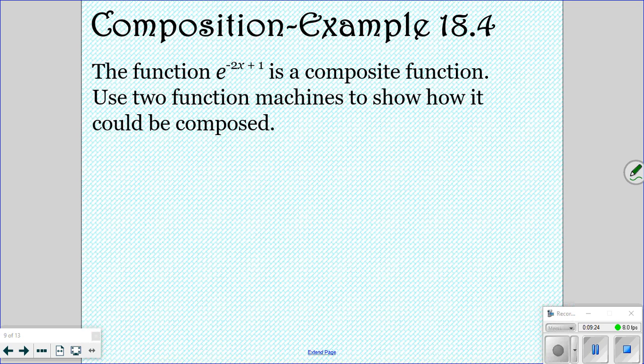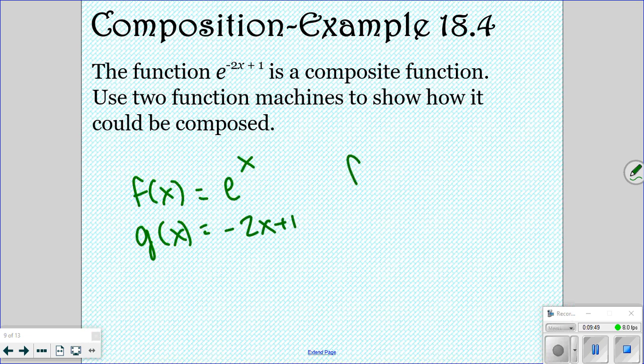We want to make 2 functions for this one. So we need f of x, and we need g of x. So if our f of x is just e to the x, our g of x could be -2x plus 1. And if you did f of g of x, you would plug this into your exponent, and that would give you your composite function. So that would be your answer.